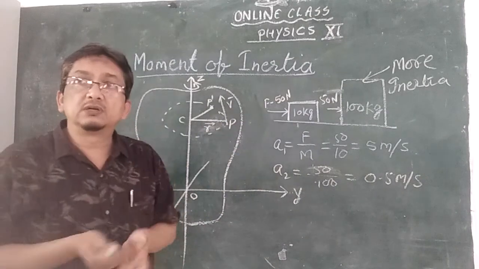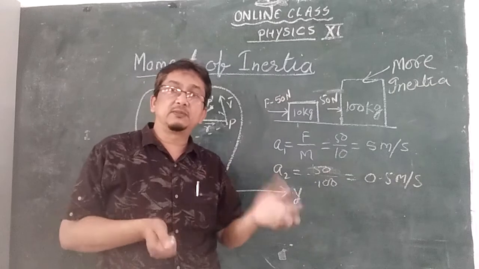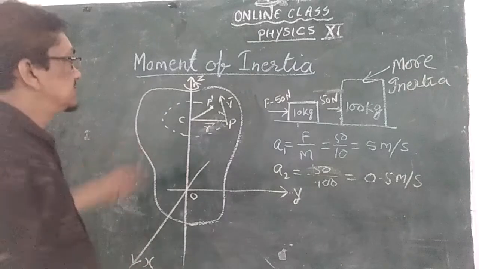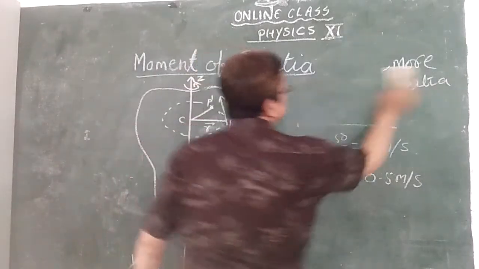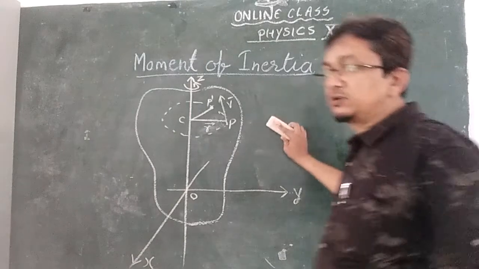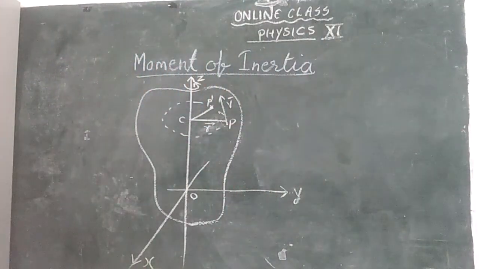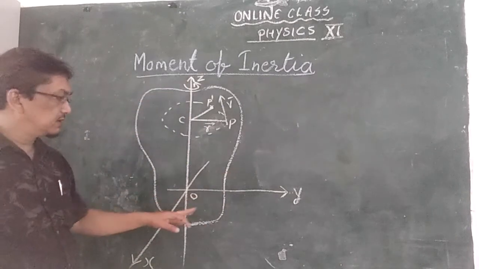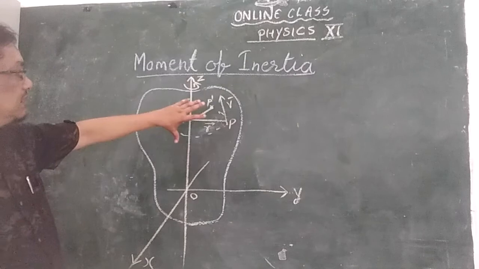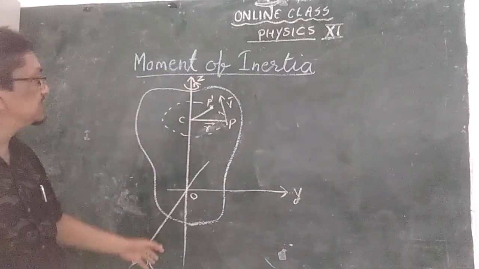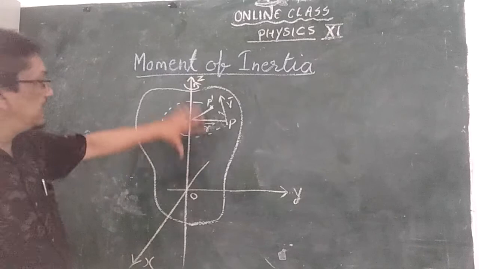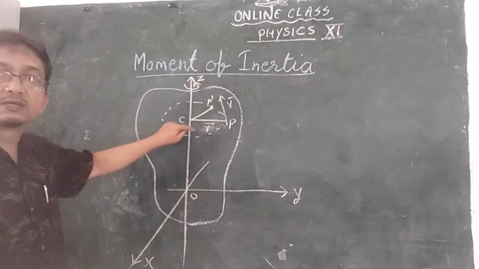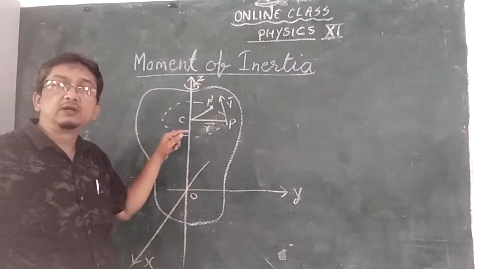But what about rotational motion? The same concept we will discuss in rotational motion. For that you have to see this diagram. This diagram is showing a rigid body, and it is in rotation. You can see there are three axes: z axis, x axis, and y axis, and O is the origin here. When this rigid body rotates with respect to the z axis, then any particle of this body will move in a circular path.